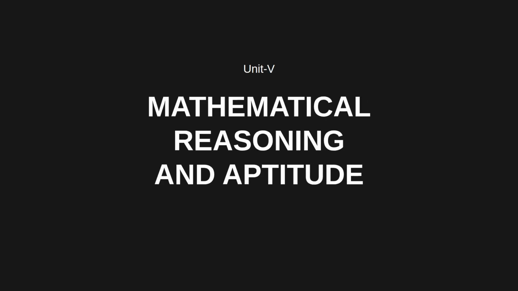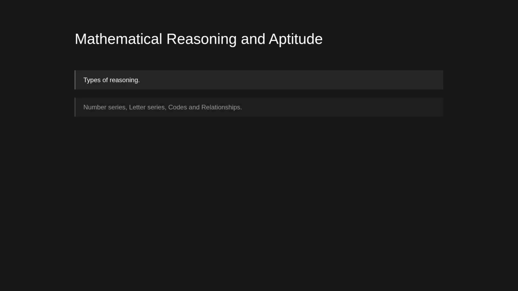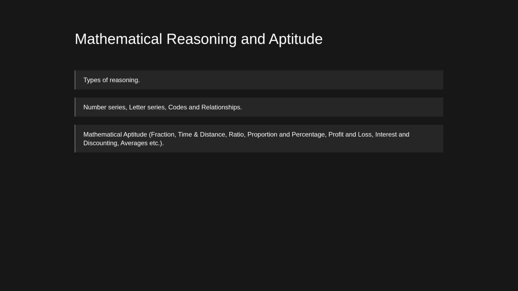Unit 5, mathematical reasoning and aptitude. In mathematical reasoning and aptitude, we have types of reasoning, number series, letter series, codes and relationships. In mathematical aptitude, we have fraction, time and distance, ratio, proportion and percentage, profit and loss, interest and discounting, and averages.